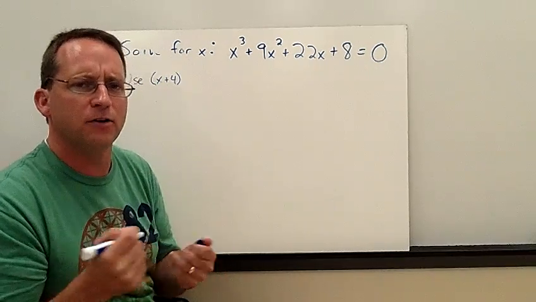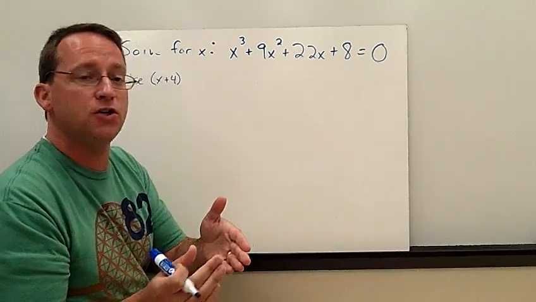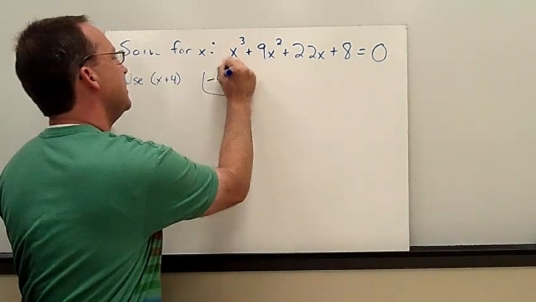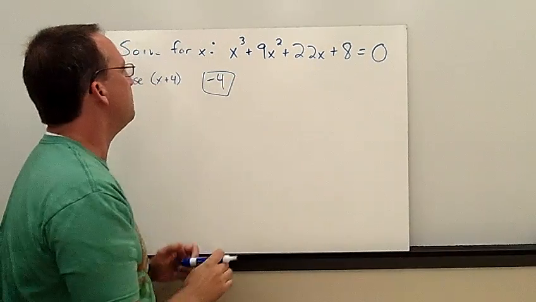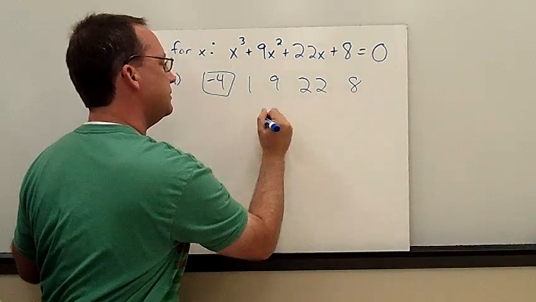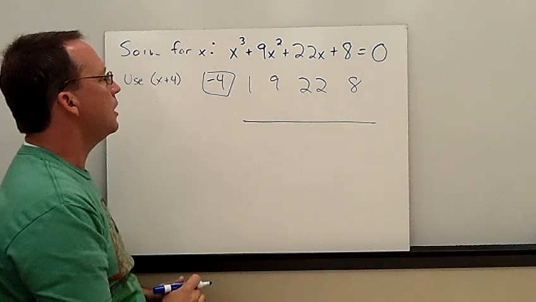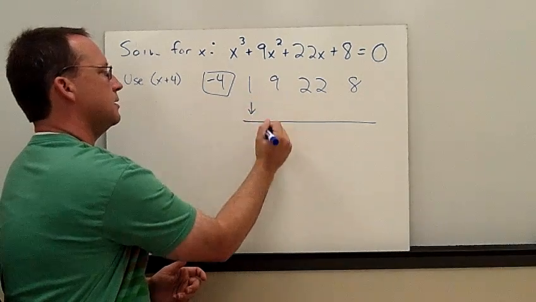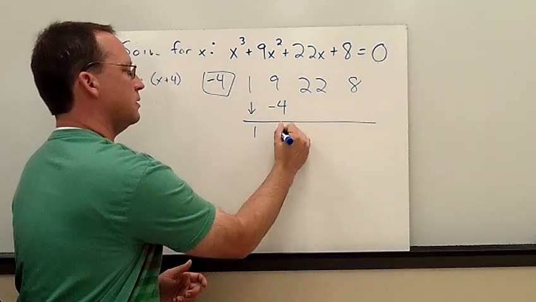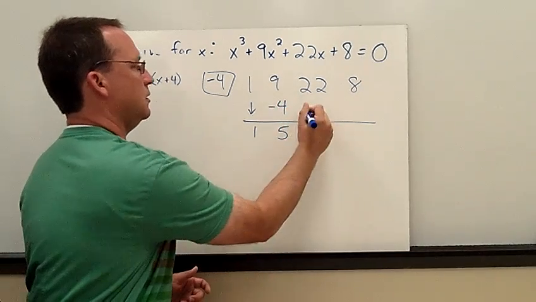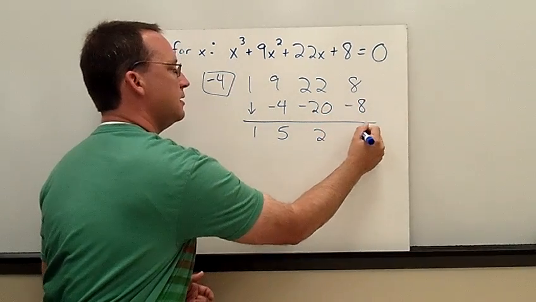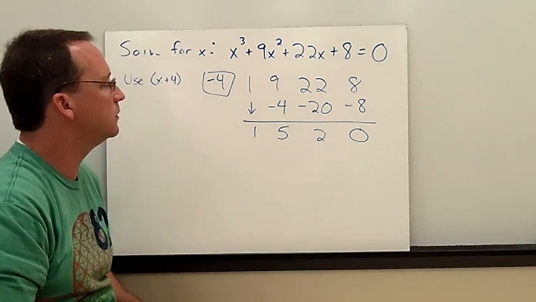Well, is it actually a factor? Let's find out. Let's do our division. Again, I'm going to do synthetic division. I like it better. All right, so let's say we put negative 4 in our box here, and then 1, 9, 22, and 8. Okay. Let's see. Put that down. Negative 4, 5, 22, and then negative 8, and that's a 0.